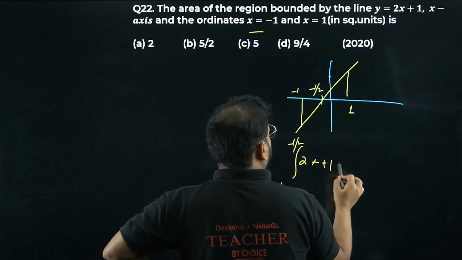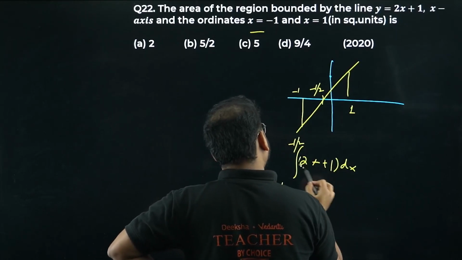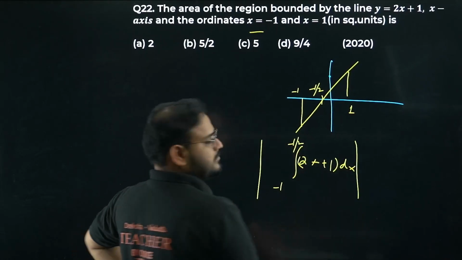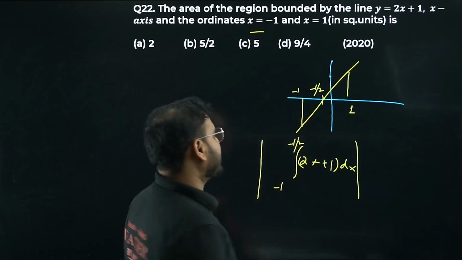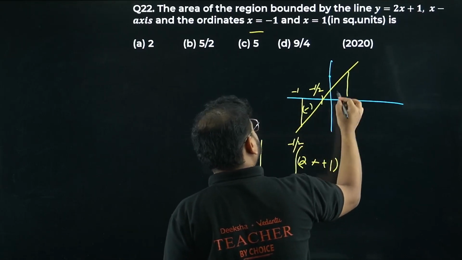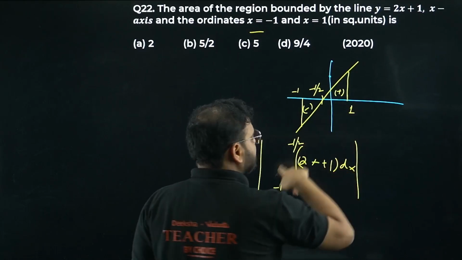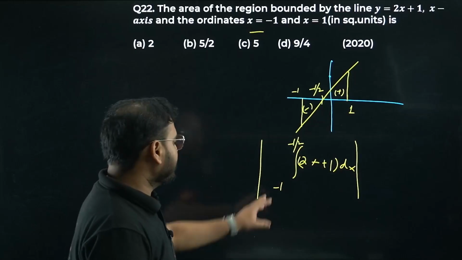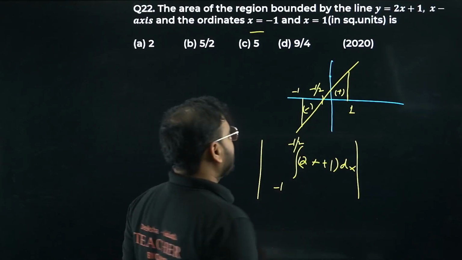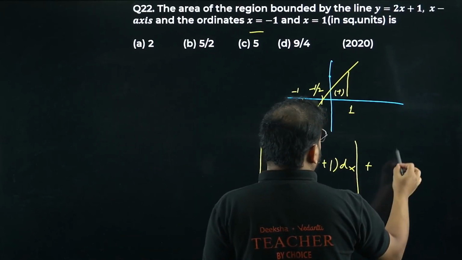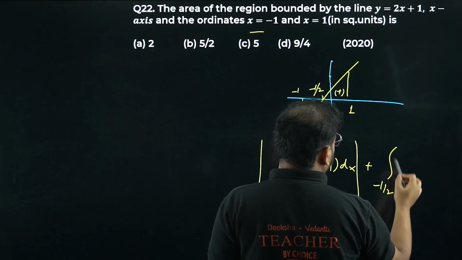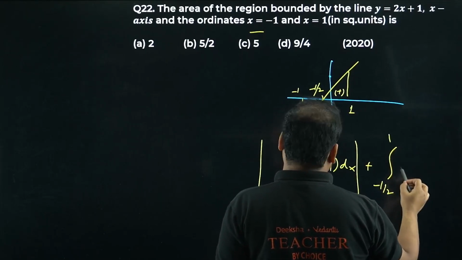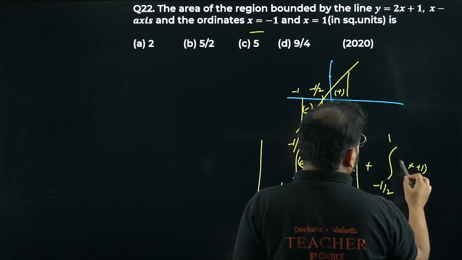Of course, with dx inside the modulus, because of this negative part. This is negative, right? This is negative, this is positive. So I have to integrate this negative part and put a modulus to get the area as positive, and plus. Same way from minus 1 by 2 to plus 1, integrate the same thing, 2x plus 1 dx.